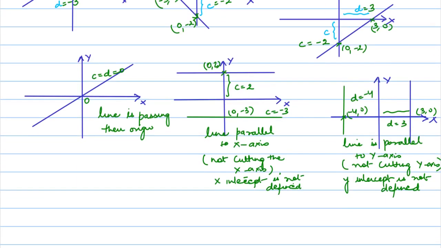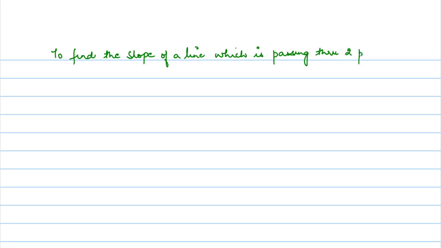Now we move to the next topic, and that is to find the slope of a line which is passing through 2 points. That is, 2 points are given to you.